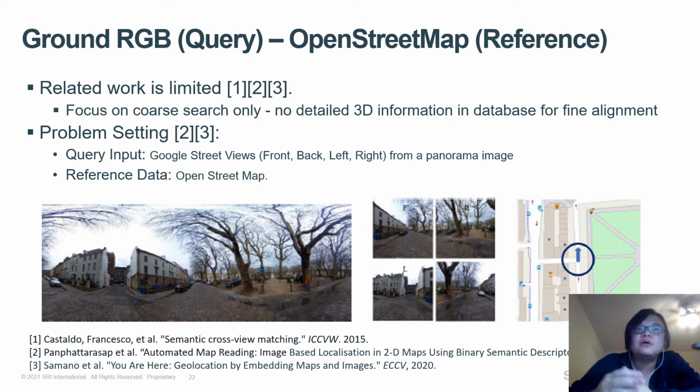For these two works, the query input for each position is a Google Street View panorama image, and the authors crop it into 4 different images. It covers the front, back, left, and right viewing directions, and the reference data is OpenStreetMap for their works.